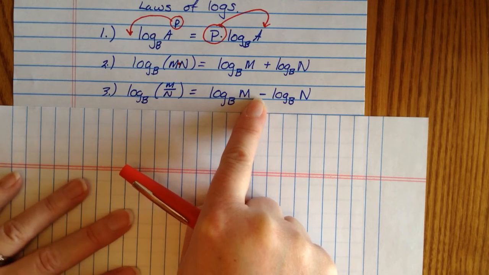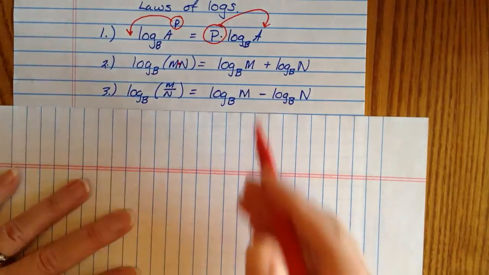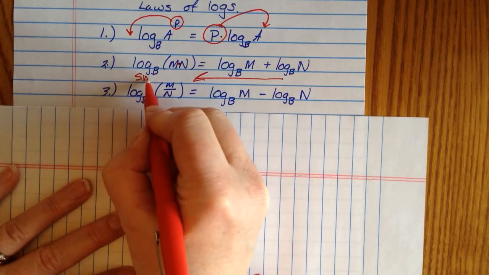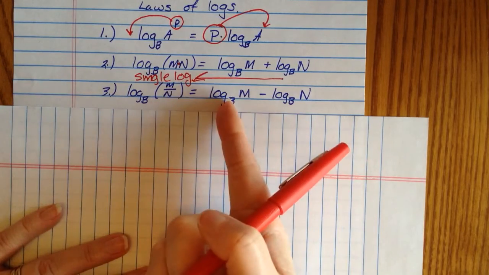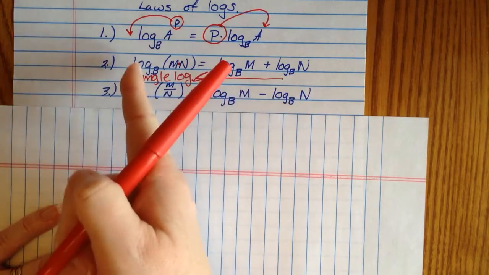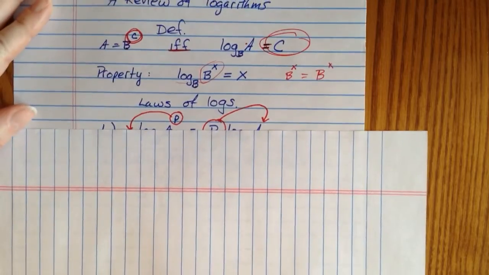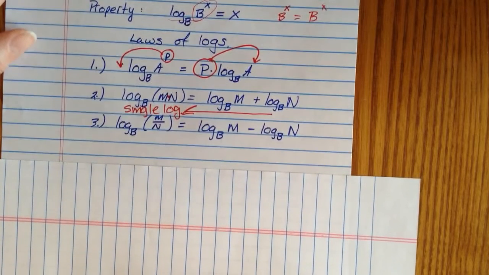Now, I want you to notice that if we were traveling this way across the equal sign, we can go from two logs to a single logarithm. Two logs here, one log there. Why would we want that? Well, in our definition of logarithms at the top, we are talking about a single log expression. So if you have two logs and you want to turn it into a single log, you can do so using those properties.